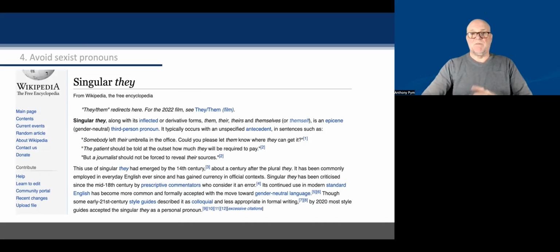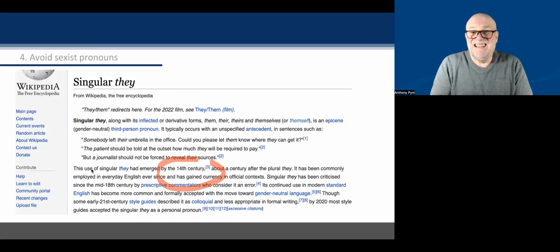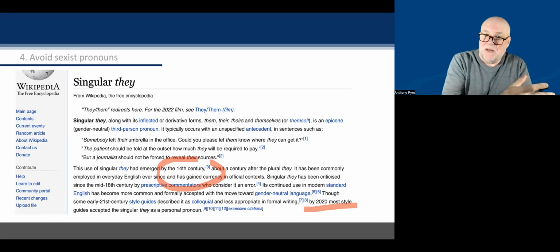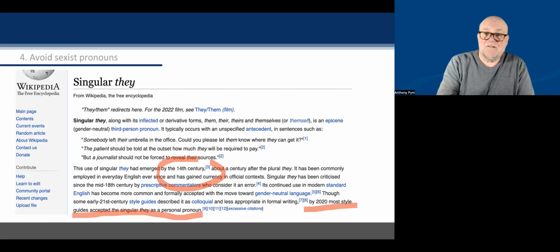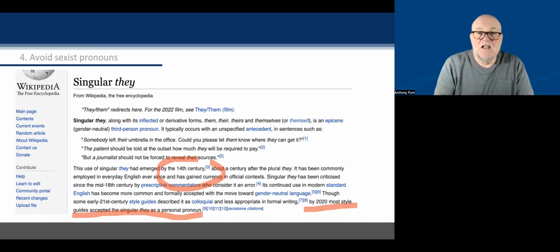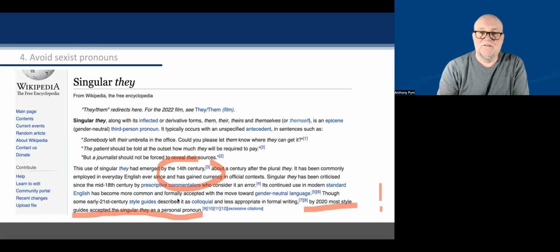If you don't believe me, please go to that universal source of truth, Wikipedia, where you find singular they. And I point out, it's been part of the English language since the 14th century. Okay, so it's nothing new. They do say that it was looked on badly and not considered academic, but by 2020, most style guides accepted the singular they. Boom, boom. Use it, please. It's a wonderful, wonderful solution to a very important and thorny problem.